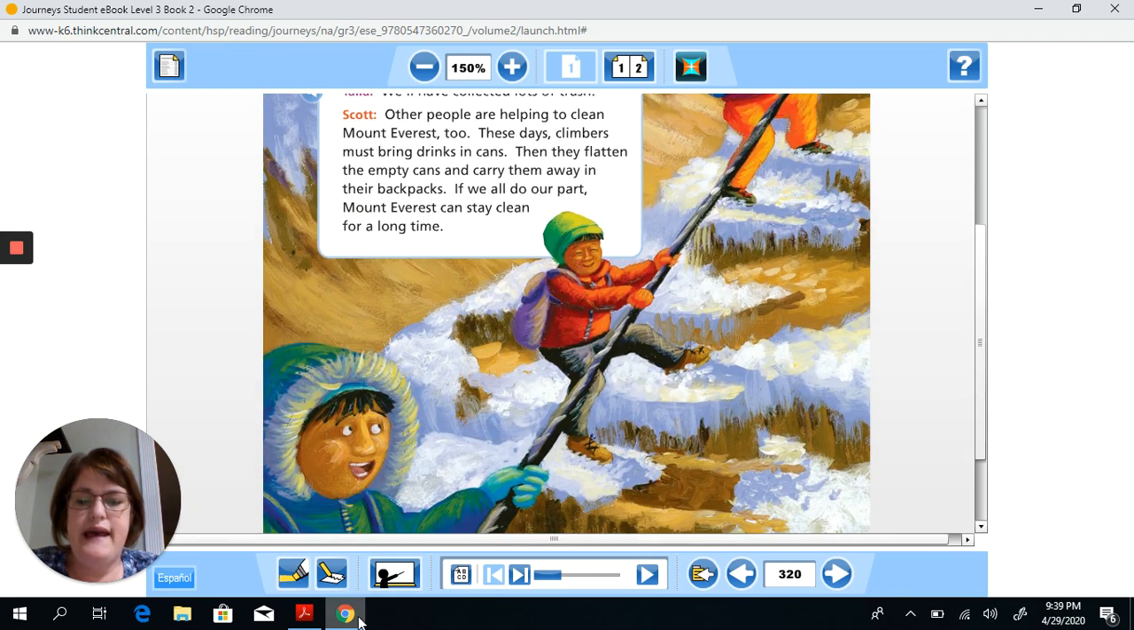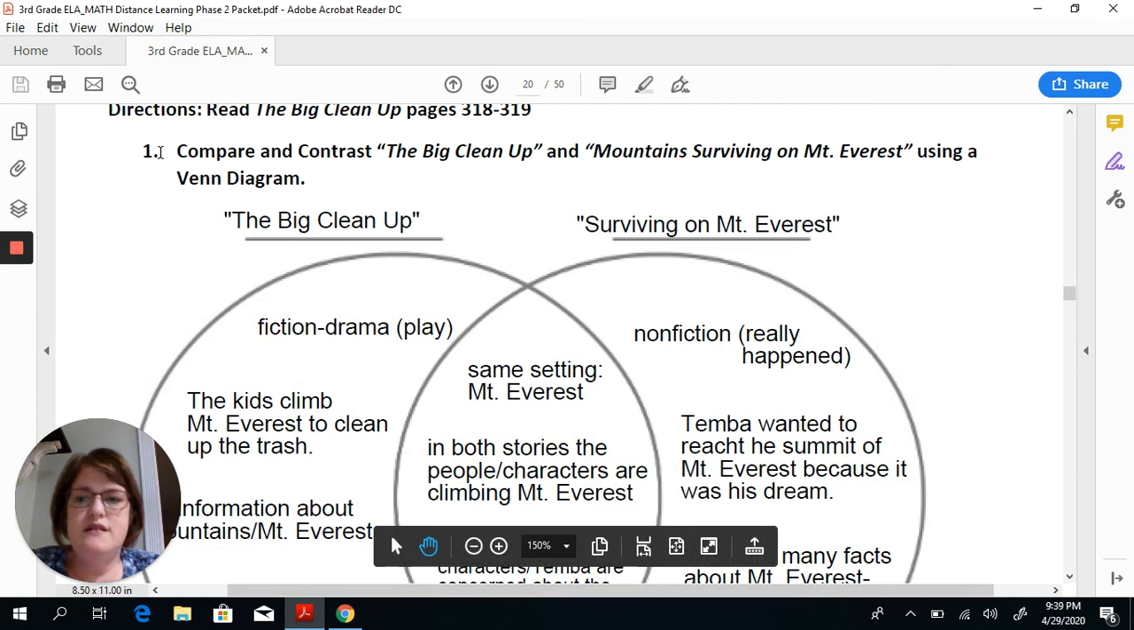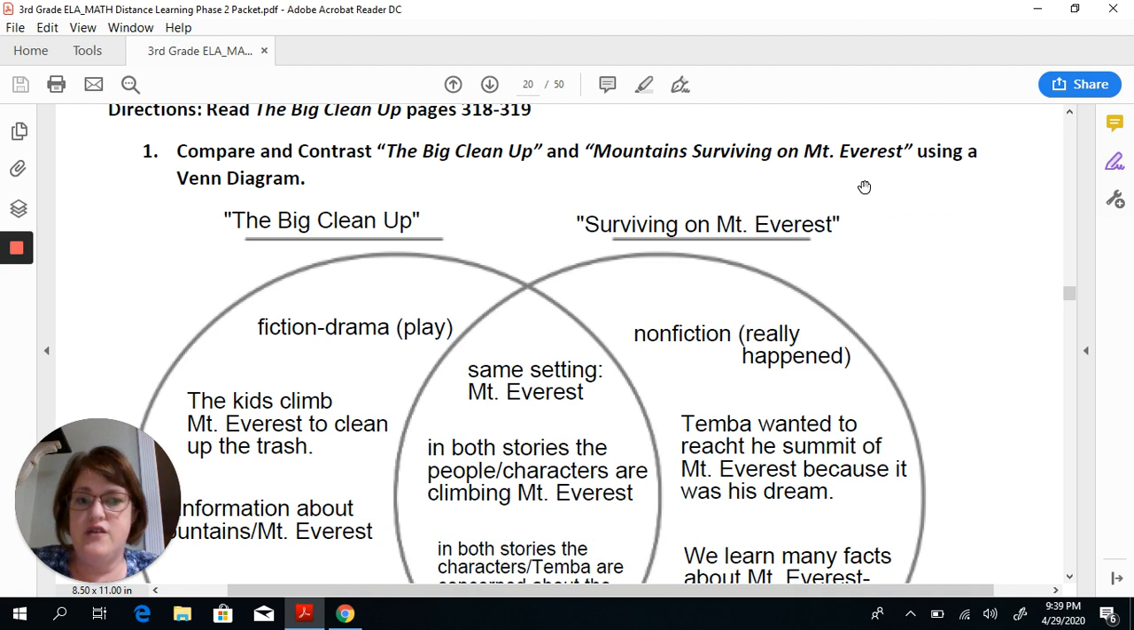Let's go back to your packet. All right, so number 1, compare and contrast the big cleanup and surviving on Mount Everest. And boys and girls, I don't know why I keep saying climbing on Mount Everest. Just forgive me. You know, Miss Clyde sometimes just says the wrong thing. I'm getting old. Just bear with me.